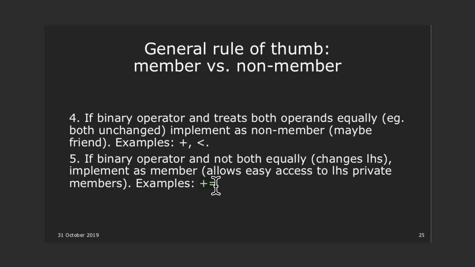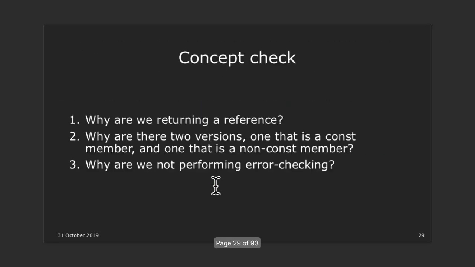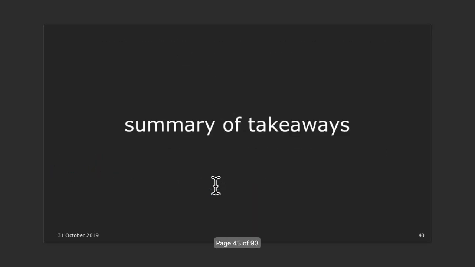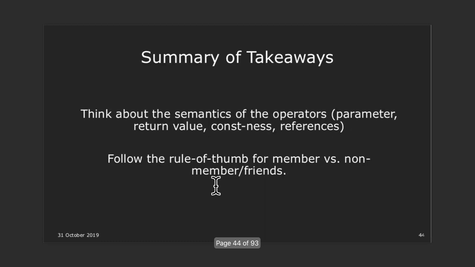Okay, there are reasons for this, but the main reason is that if you implement it as a member, it's easier to access the private variables of the one that you need to modify. So plus equals, we actually need to modify the left-hand side, not the right-hand side. Okay, I'm skipping around a bit. I'll reorder these slides. Okay, key summary of takeaways.